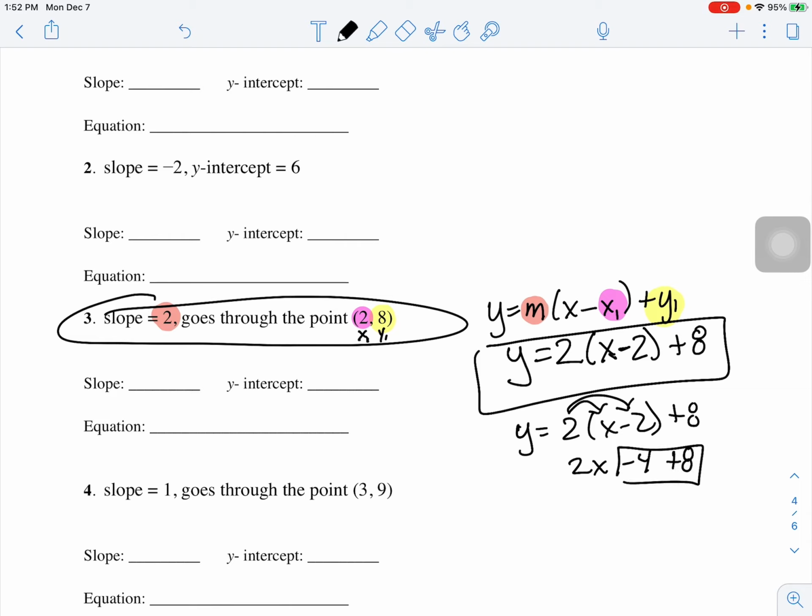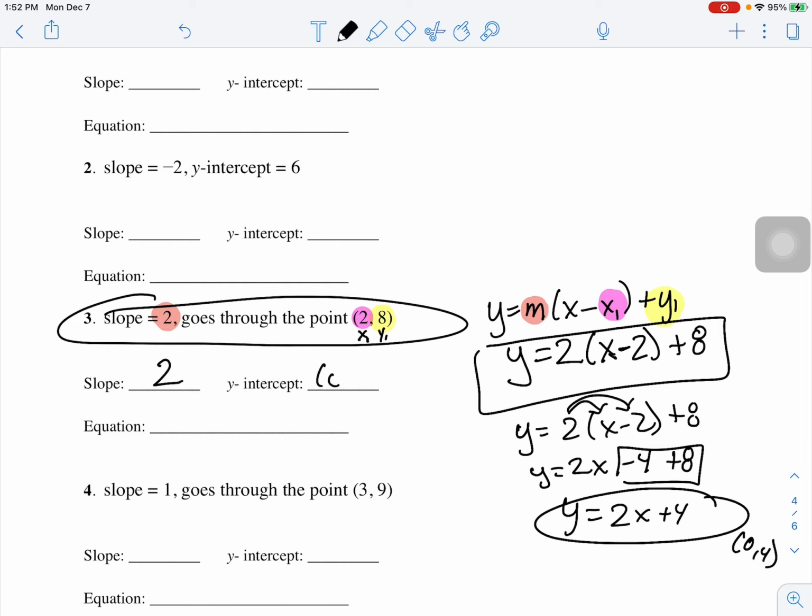And then I'm going to combine these like terms. Negative 4 plus 8 is positive 4. So y equals 2x plus 4. That's the slope-intercept form. So that means that at 0, this one starts at 4. Slope is 2. Y-intercept is (0, 4). And then where it says equation, you can put either one, but this problem was meant to be written in point-slope form since they gave you a point and the slope. So I'm going to write it in that form.